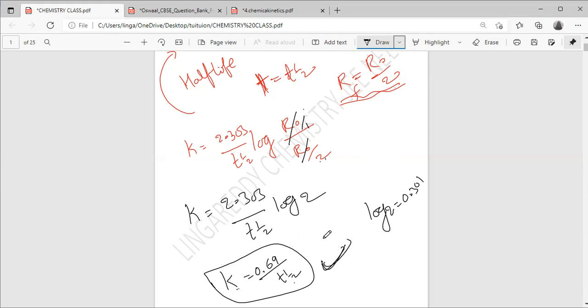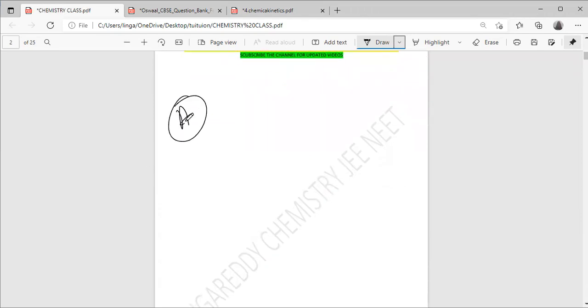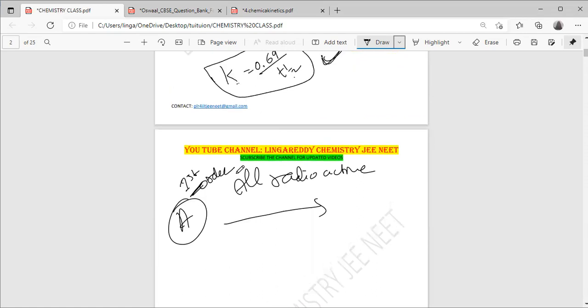Yes, sir. Now, first order we discussed, okay, but which reactions come under first order? In the zero order, I told you light reactions, photochemical reactions. But in the first order, what are the examples? In the first order, all radioactive elements. All radioactive elements come under first order. Okay. Right. So the half-life formula is over now, right?